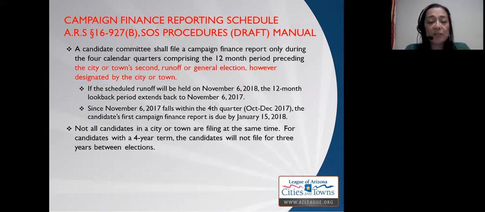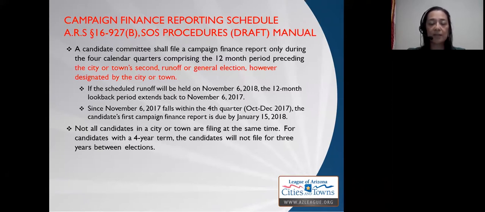So if your scheduled runoff, let's say it's this year, November 6th of 2018, the 12-month look back period extends back to November 6th, right? So that's 1 year before, 12 months. And then since that date falls within the 4th quarter, October through December of 2017, the candidate's first campaign report was due January 15th of this year. And I think most of you already had that schedule and were following it.